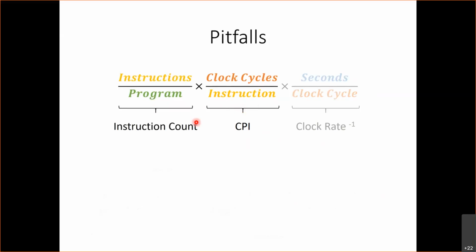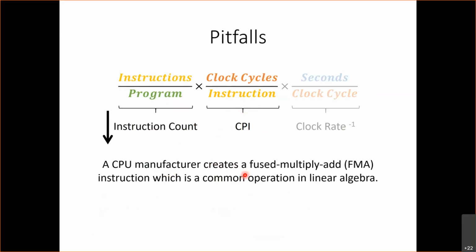So let's say instruction count and CPI. Let's say a CPU manufacturer creates a new instruction that does multiply and add in a single instruction. And this is very common. You have probably taken Math 18, and you probably know that all these matrix operations are essentially, you multiply and you add, multiply and you add. So it's very common for applications to do a multiply operation followed by an add operation. So many CPU manufacturers support an instruction called fused multiply add, where they do multiply and add in one instruction.